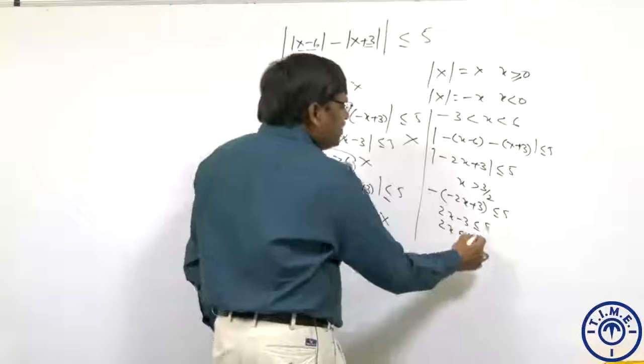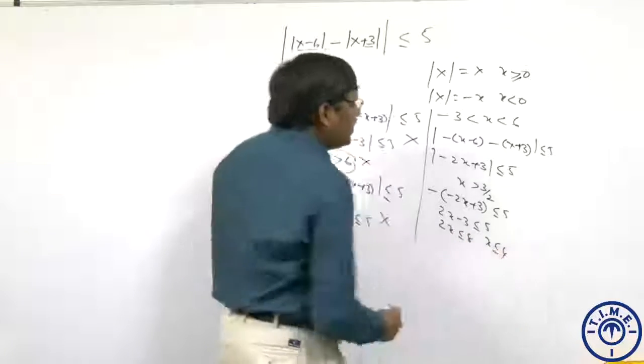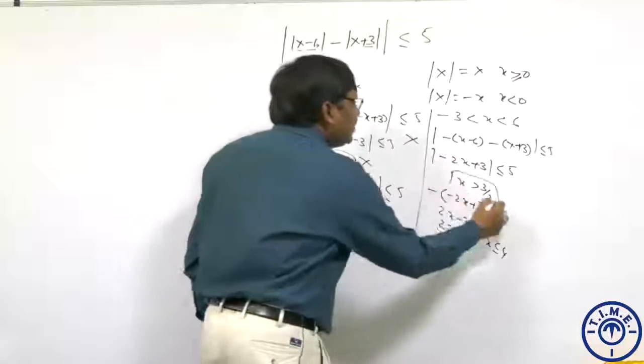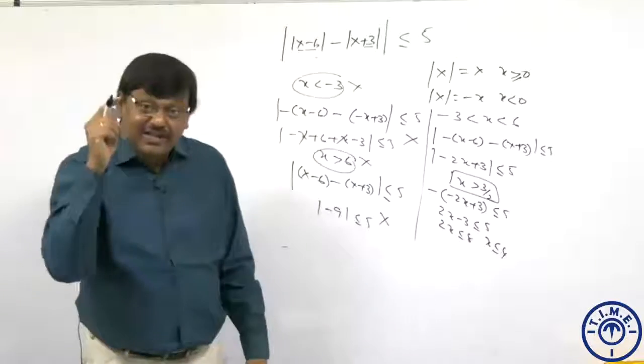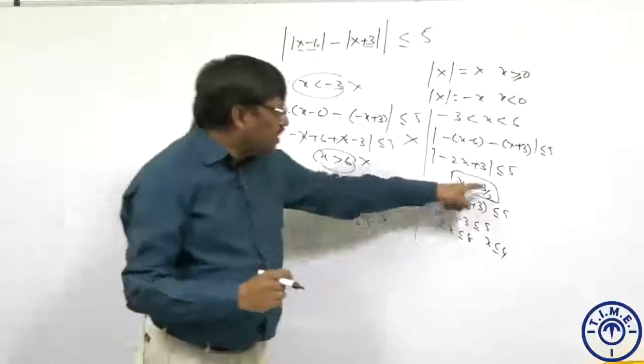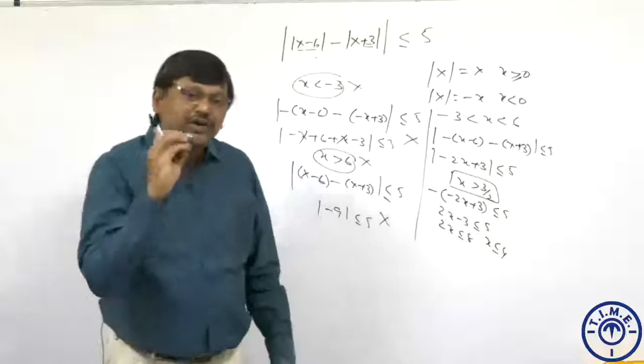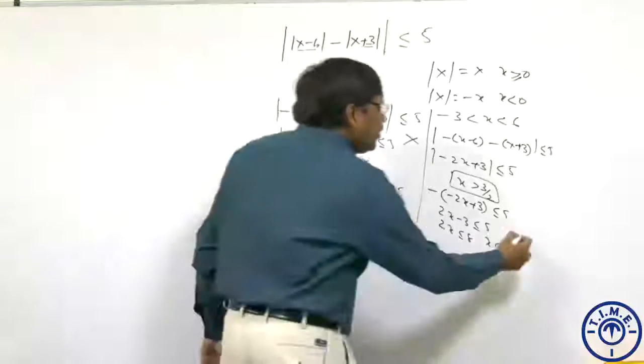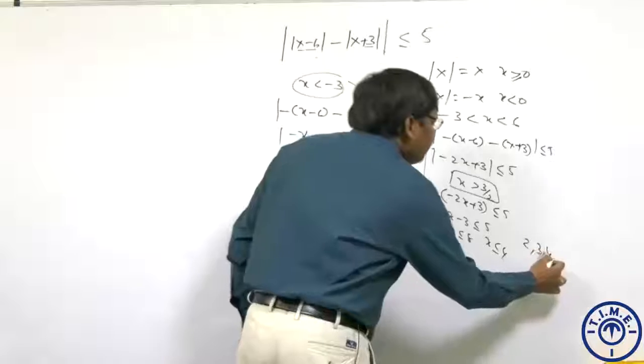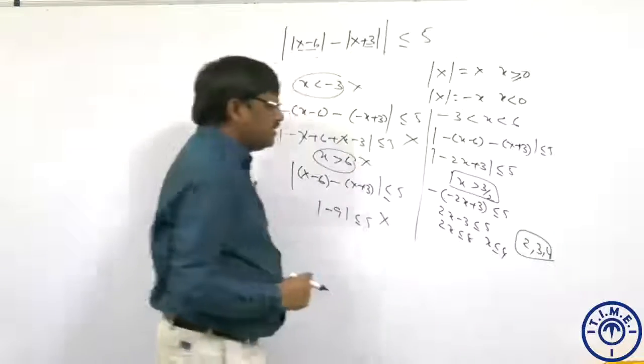than or equal to 8, or x is less than or equal to 4, but at the same time x should be greater than 3 by 2 and x should have integral values. You are saying greater than 3 by 2, less than or equal to 4, what are the integers possible? It can be 2 or 3 or 4, provided x is greater than 3 by 2.